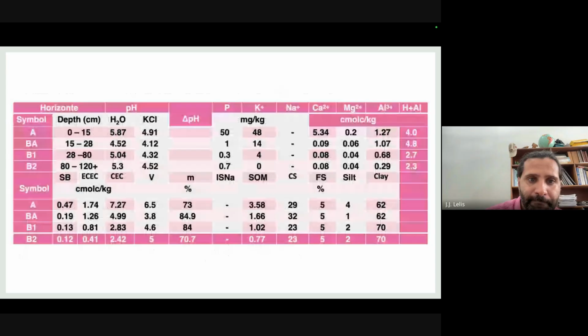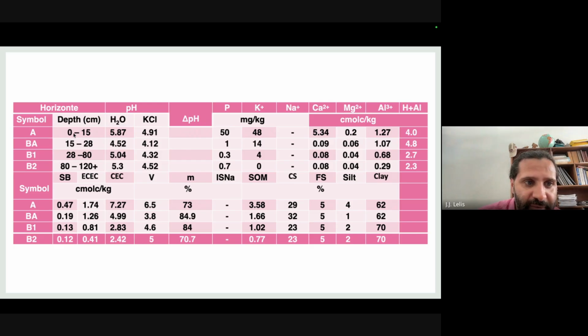Okay, we have here two different soils. So we have the first soil with the horizons A, BA, B1, B2, and the second A, BA, B1, and B2. We have here the depths. So, I'm sorry, it's the same soil profile. It's the same soil profile. So here I have some of the properties, and here we have other properties.